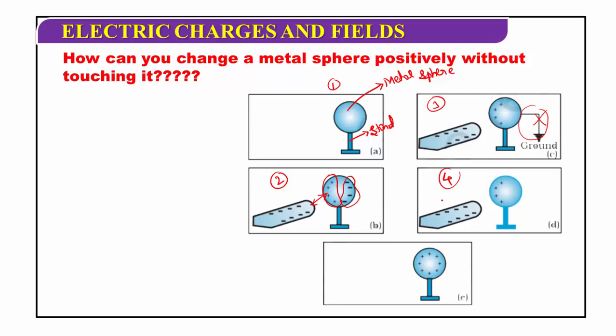Now, when you remove this charged body, or remove the electrified rod, the positive charge will spread uniformly over this sphere. The positive charge will be uniformly distributed throughout the sphere. Now, how can you charge a metal sphere positively without touching it?